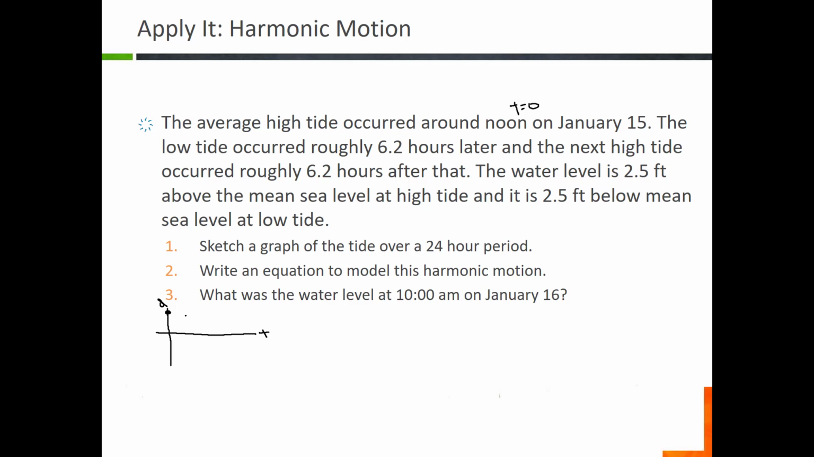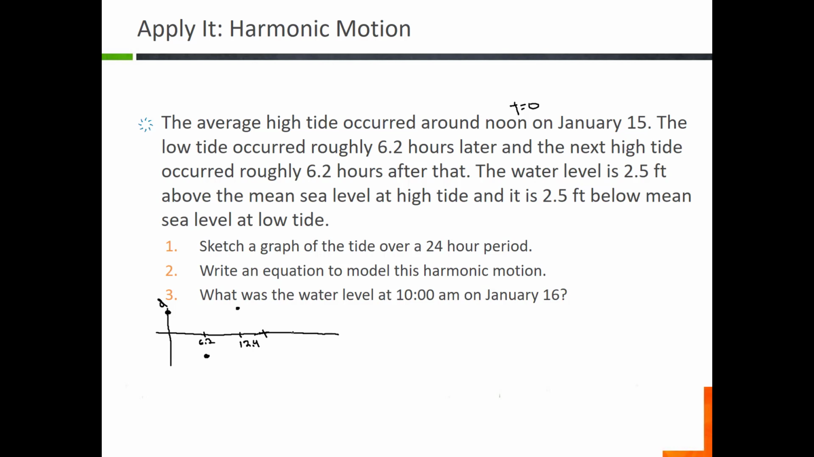And we are told the low tide, which is the minimum, occurs 6.2 hours later. So after 6.2 hours, we're at the minimum. And then it tells us again we hit another maximum after another 6.2 hours. So after a second 6.2 hours, that would be at 12.4 hours. And so that would put us up here at a maximum. Looks like we need to extend our graph a little further.